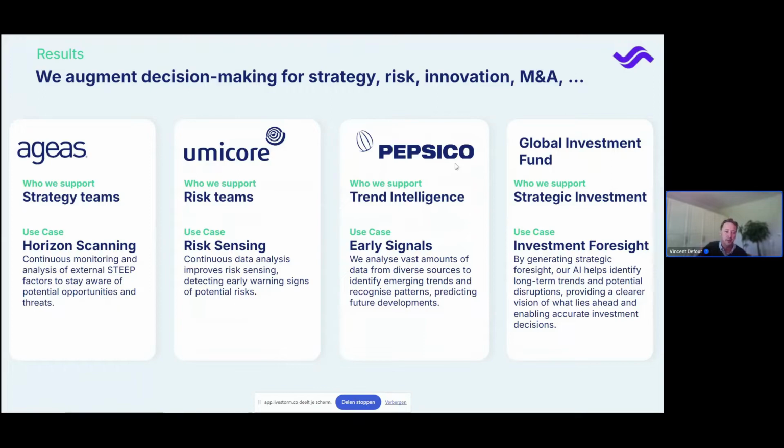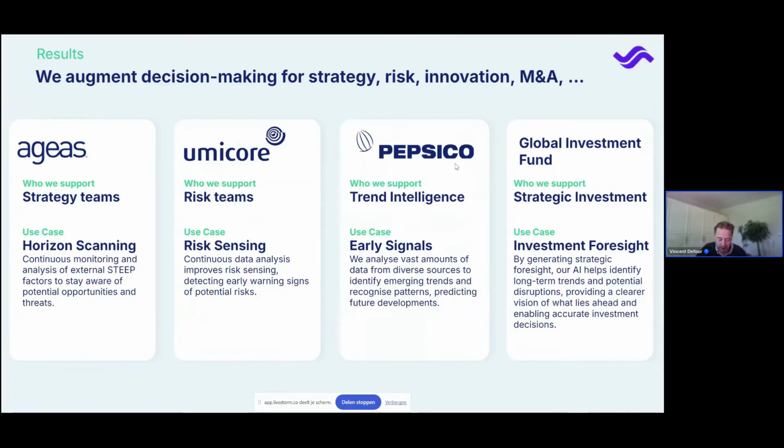A second one is more for risk teams. We work with Umicore more on the risk sensing side of things. Risk relates to trends, but then again, also a little bit different. So for Umicore, we have digitized their risk sensing framework into our platform Trendtracker, enabling them to continuously assess these risks that are happening in their space.